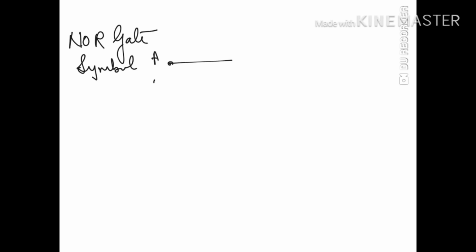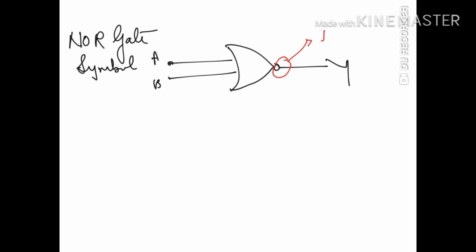Okay. Now we come to the last gate, that is the NOR gate. Again the same thing. This is the symbol, and we get Y here. The symbol is an OR gate with a small circle on the output. The small circle again represents inversion. Okay. Now we come to the truth table.